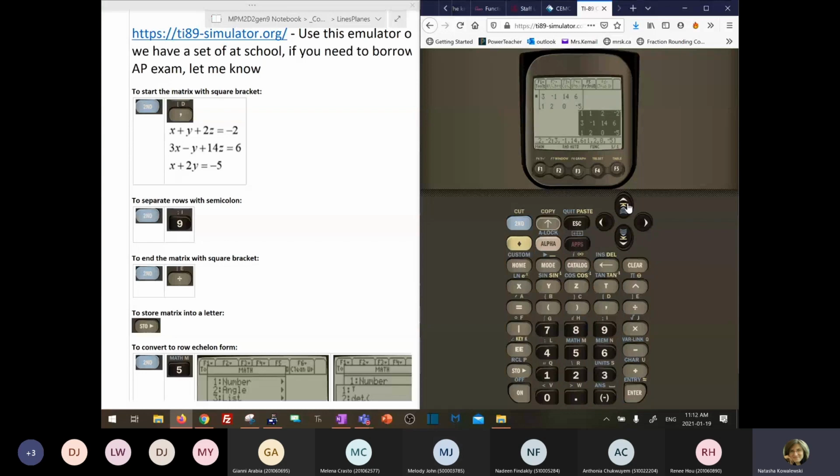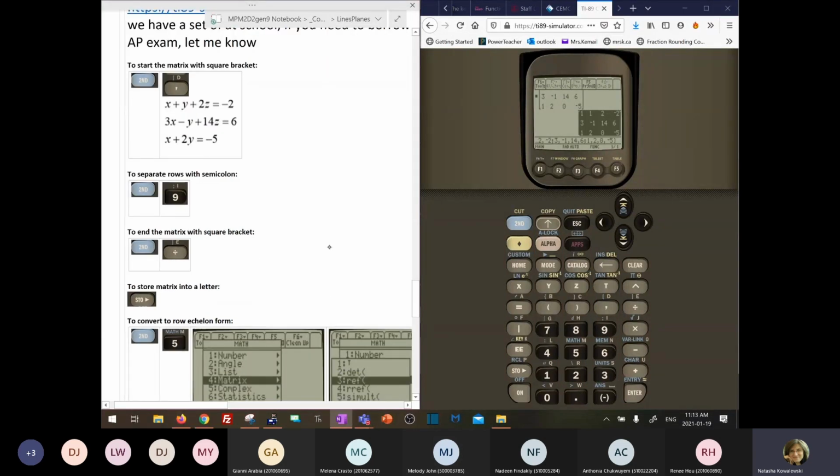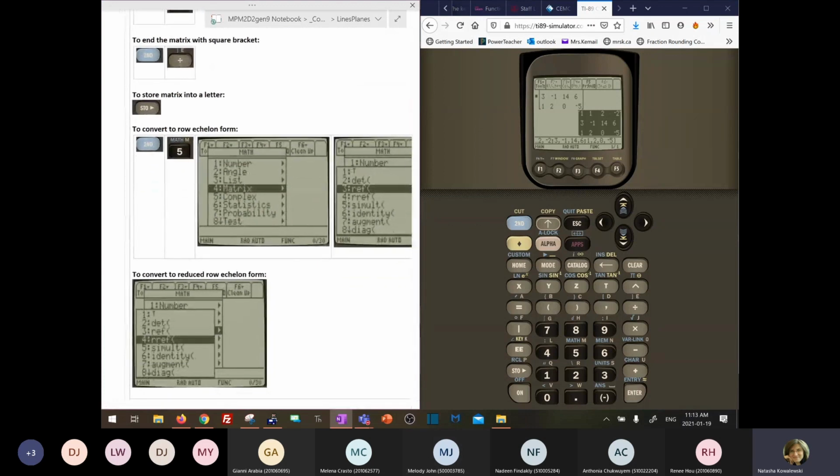Okay, so now that we have this matrix, we want to do some operations on it. So just watch me for now, and then you'll practice. What we want to do is store this matrix into a letter so that you don't have to scroll up and down to select it every time. You can store it somewhere and then just say, I'm going to do operations on this variable, and this variable is going to hold the matrix. So it says here, we can use the store button. So for us, the store button is, where is it?